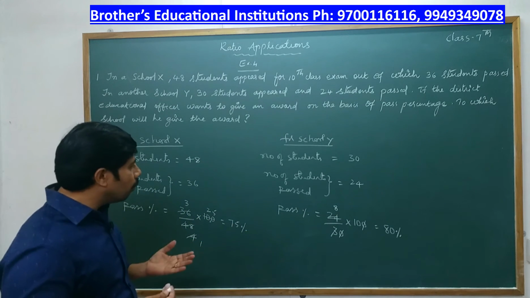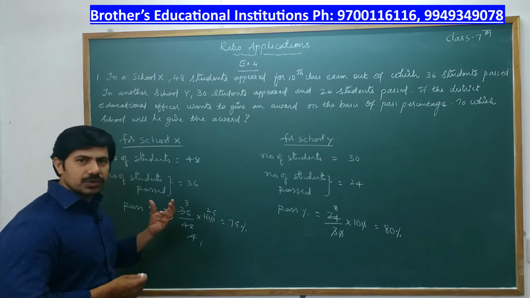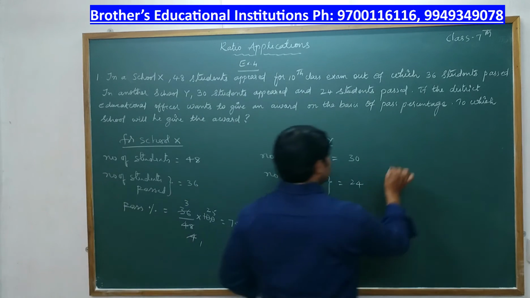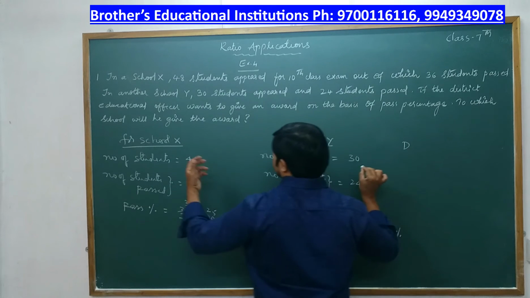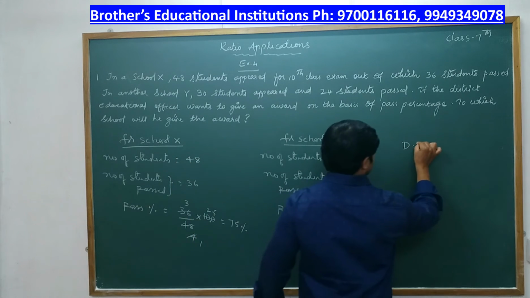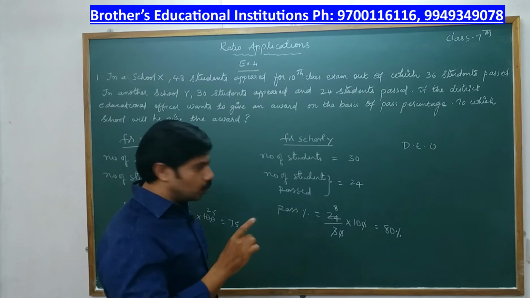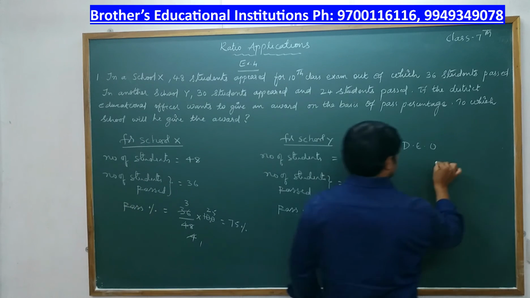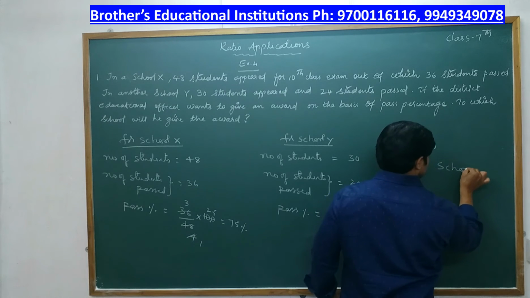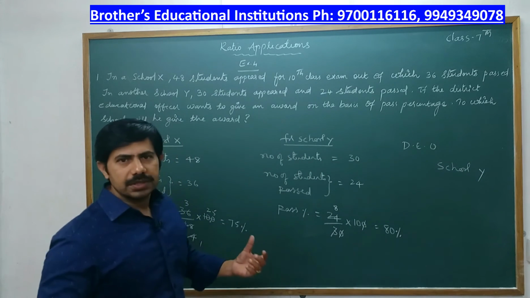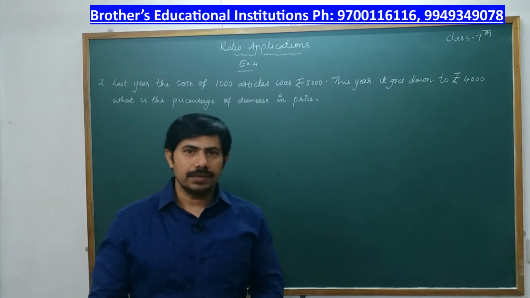So which is more pass percentage? For school Y they got more pass percentage. So the DEO, that means the district educational officer, should give an award to which school? The award goes to school Y, right? So this is completed. Next problem.